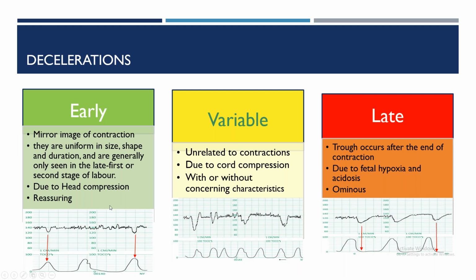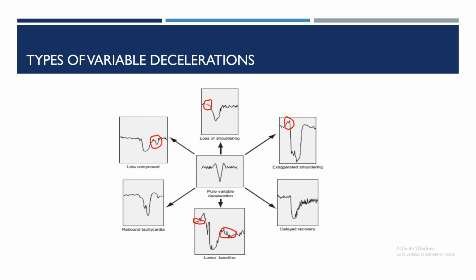So am I clear how you are going to classify these decelerations: early, variable, and late? Okay. So the next thing is the variable deceleration, because the maximum importance in interpretation of CTGs is for these variable decelerations, because you have to see whether it is associated with concerning characteristics or not. So what are these concerning characteristics? Here in the middle, can you see this is a pure variable deceleration? Can you see this is the shouldering? Okay, this is the shouldering.